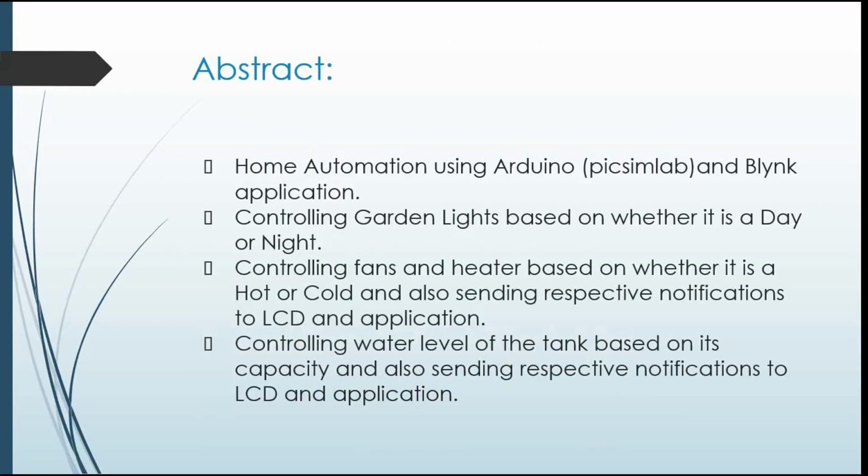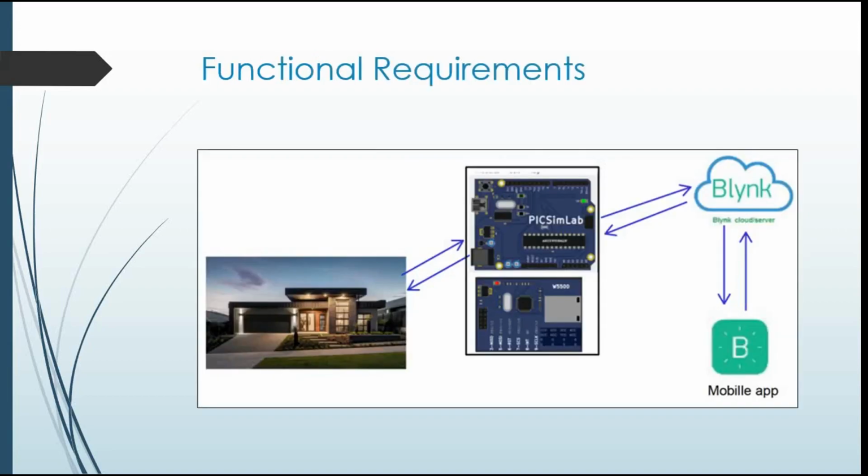What is the abstract of our project? Our project abstract is home automation using Arduino and the Blynk application. It is used for controlling garden light based on whether it is day or night. We are using a fan and heater for cold and hot conditions in our room, and we are also using a water tank controlling system for controlling the inlet and outlet valve. So this is our functional requirement. In our functional requirement, we require Arduino, IoT devices, and the Blynk app.